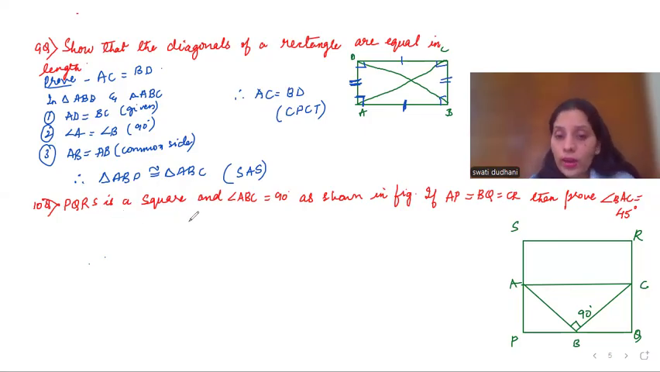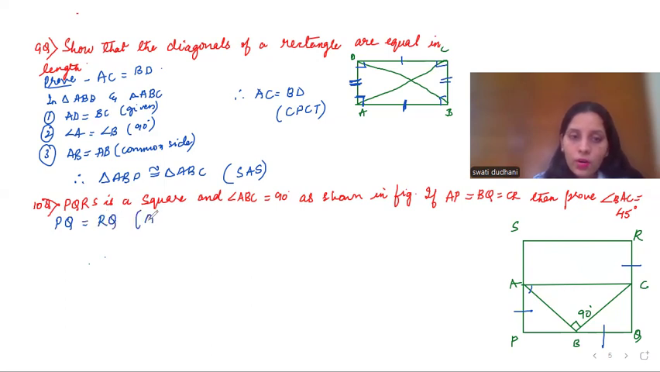PQRS is a square. So square means all the sides are equal and all the angles are 90. And angle ABC is 90 degrees. If AP is equal to BQ is equal to CR, we need to prove this angle is 45. Firstly, since it is a square, we know that PQ is the same as RQ because PQRS is a square.